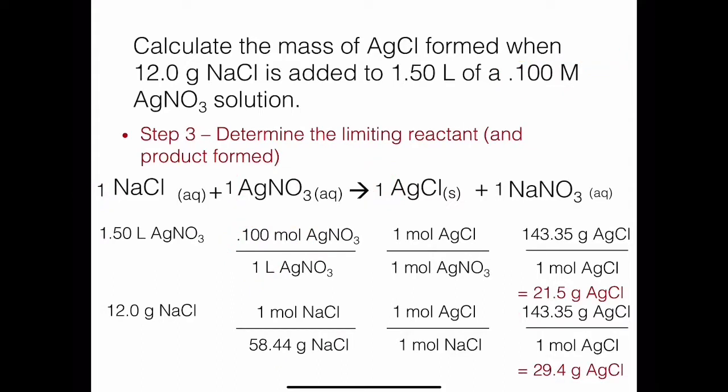Step 3, my last step, is to determine the limiting reactant and product formed. Remember, what a lot of people want to do is add these two values of product together, but we don't want to do that. We have to choose the one that's smaller. The one that's smaller is 21.5 grams of silver chloride, and that means that silver nitrate is our limiting reactant.